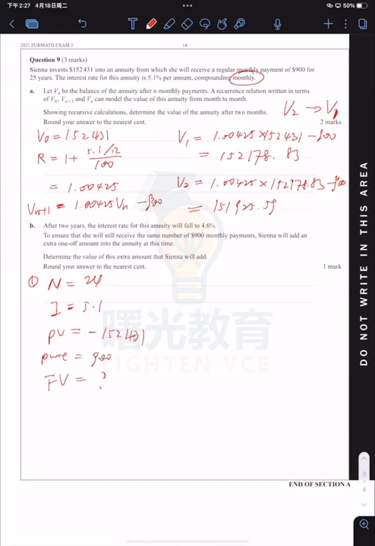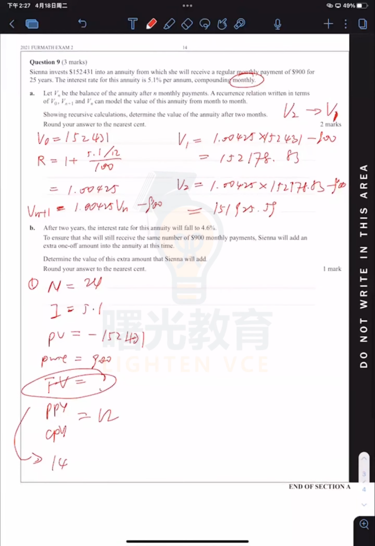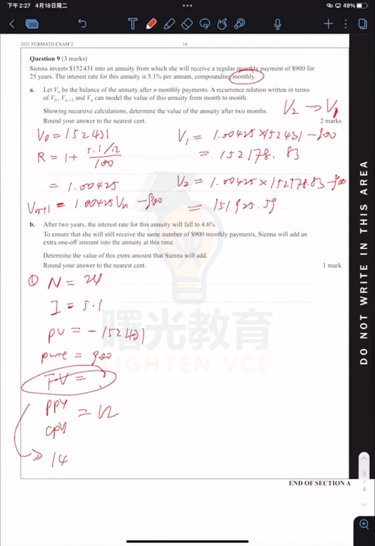We're looking for the future value. We know PPY and CPY, both of them are 12. And then click the enter button. You can work out that the future value would be 146,073.74. And that is not enough.